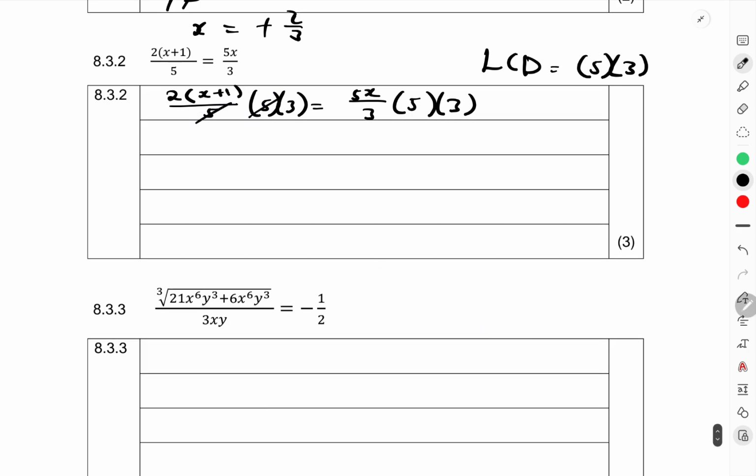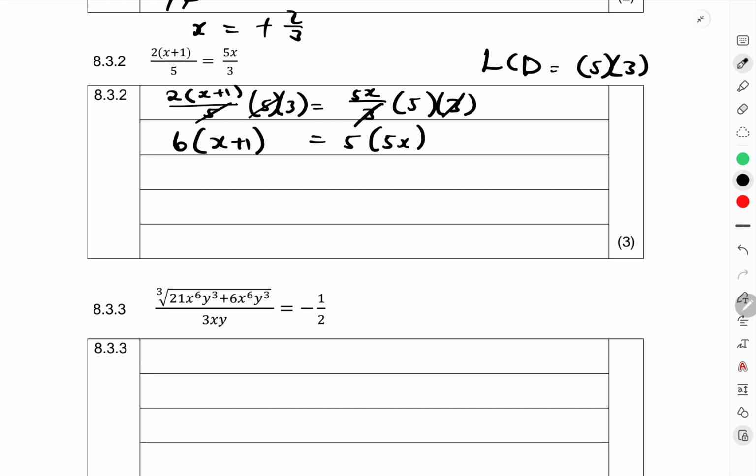Therefore, 5 and 5 will cancel each other. 5 divided by 5 is going to give us 1. Meaning, I'm going to have 3 multiplying by the 2, meaning I'll have 6x plus 1, which is equal to 3 and 3. 3 divided by 3 will become 1. Therefore, I'll have 5 multiplied by 5x, right?